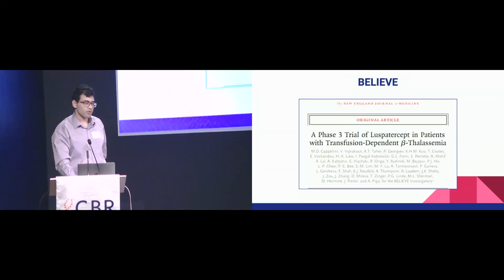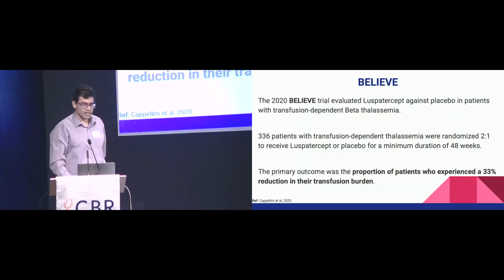And so the BELIEVE study in particular was a phase 3 trial of luspatercept in patients with transfusion-dependent thalassemia, and sort of the main evidence justifying its approval for this indication. And so it evaluated luspatercept against placebo in patients with transfusion-dependent beta thalassemia. 336 patients were randomized 2-to-1 to receive luspatercept or placebo for a minimum of 48 weeks. And the primary outcome was the proportion of patients who experienced a 33% reduction in their transfusion burden. And so as you might surmise, if someone's getting 36 units of blood a year, cutting that down by a third, that's 12 fewer units a year. So that is a clinically meaningful outcome.